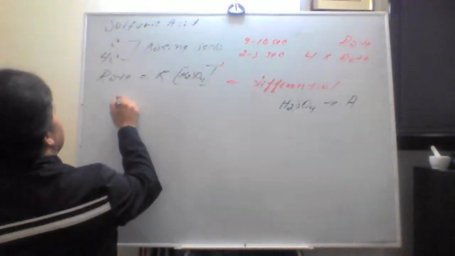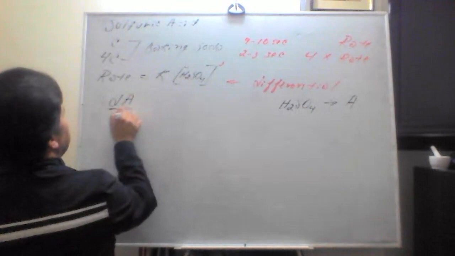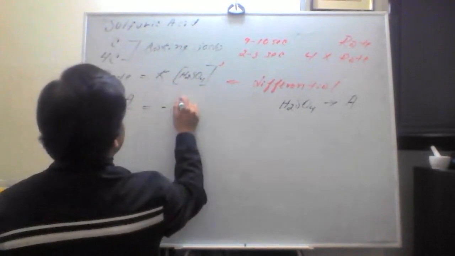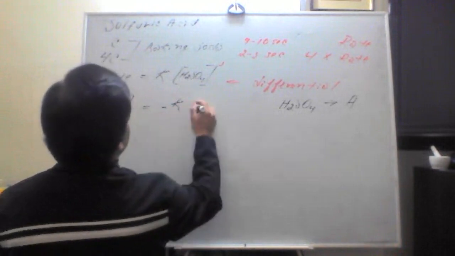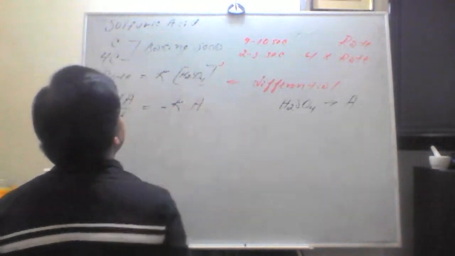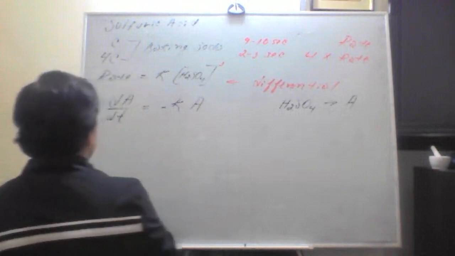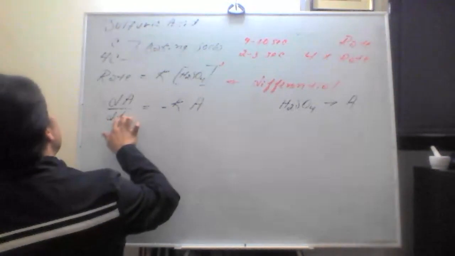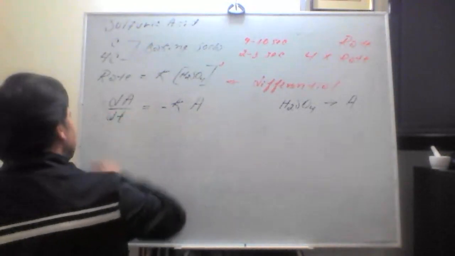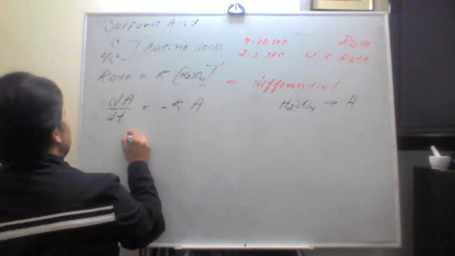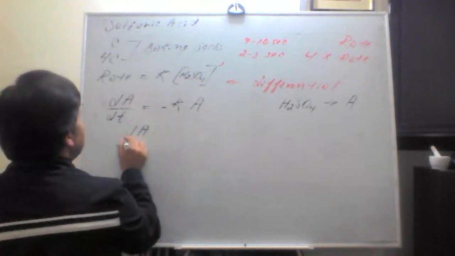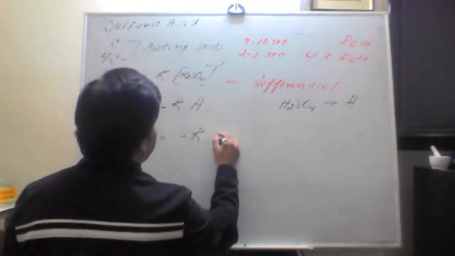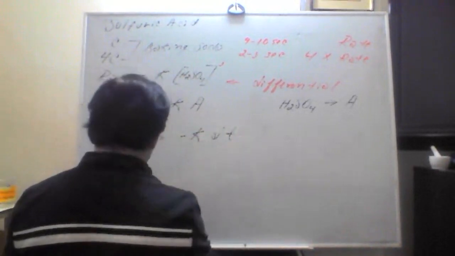The rate we rewrite as dA/dt, that's equal to minus k, and A is the concentration of the acid. After you do that, you pass the t's to that side and the A's to this side. From that you get dA over A is equal to minus k dt.